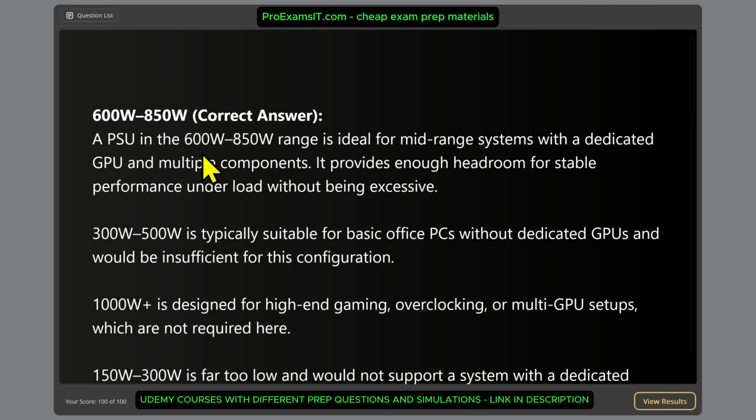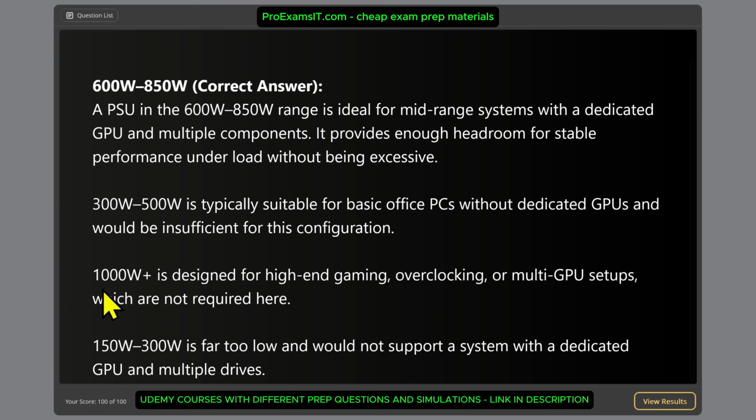So a PSU in this range is ideal for mid-range systems with a dedicated GPU and multiple components. It provides enough headroom for stable performance under load without being excessive. And between 300 and 500 watts is typically suitable for basic office PCs without dedicated GPUs. 1000 watts plus is designed for high-end gaming, and between 150 and 300, this is far too low and will not support a system with a dedicated GPU.